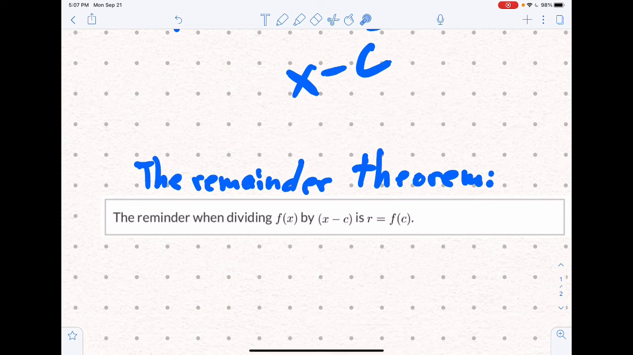So this is a little strange. We're talking here about messing around with the formula, like dividing this thing by this thing using this long division process, whereas here we're just talking about plugging a number into the function and getting one answer out. And it turns out that what you get as the result of this division is exactly equal to what you get as a result of plugging in c.